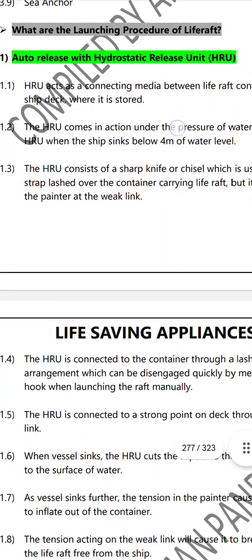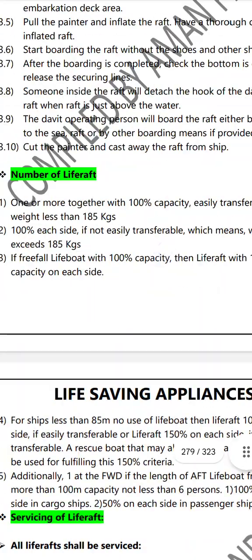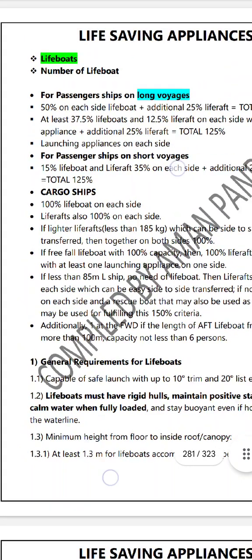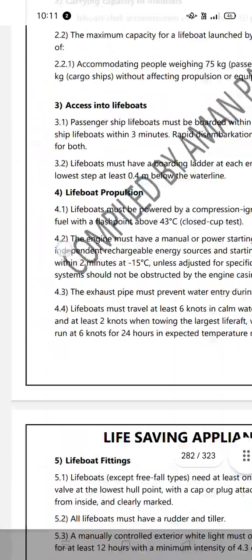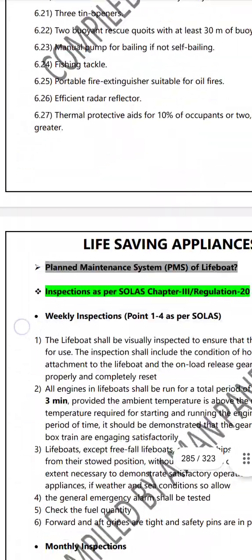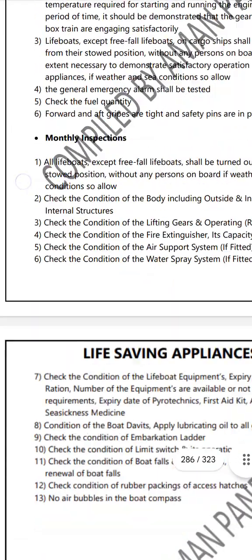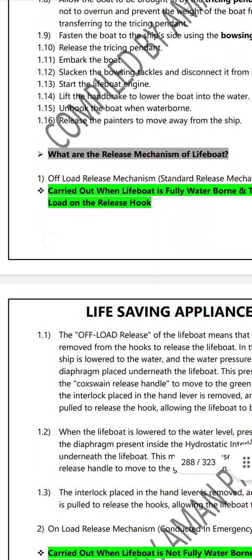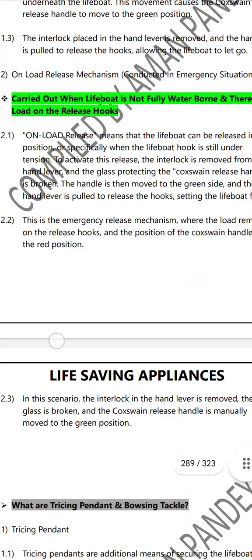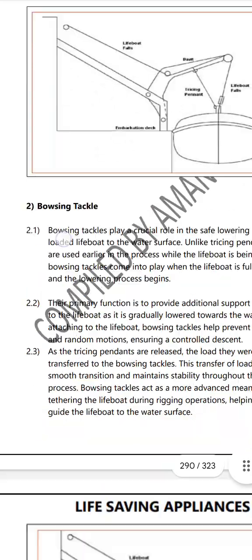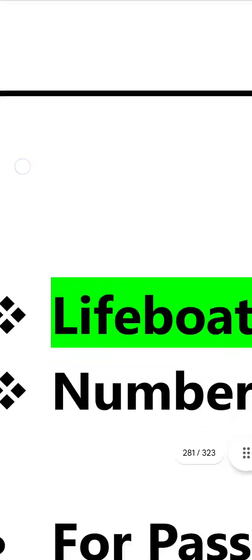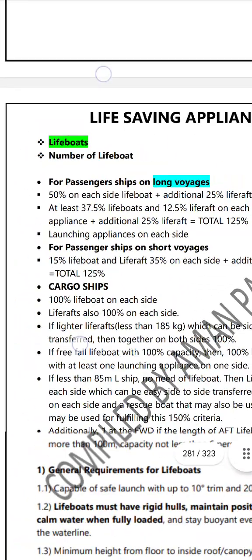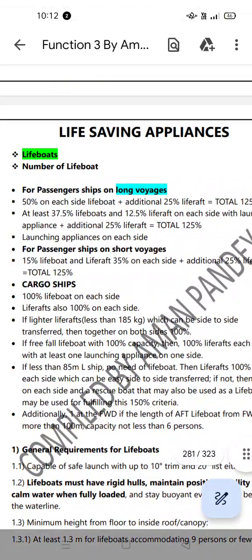Now what is the auto release hydrostatic unit? So this is easy. Start with the life raft. Lifeboat fittings. Okay, so let's get started with lifeboat requirements. So I'm done. Thank you.